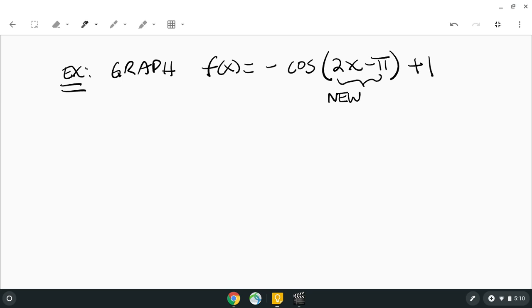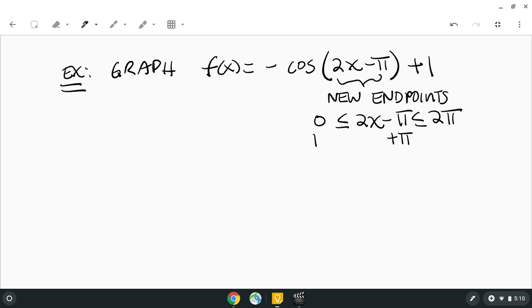Okay. So again, if that said x minus pi, easy horizontal shift, but it says 2x minus pi, so now it gets a little blurred. So instead of trying to figure out how much I have to shift it, let's not worry about that. Let's just get the new endpoints. So right here, we're going to get new endpoints. So we're going to have those 5 points, not between 0 and 2 pi anymore. But let's find out where.